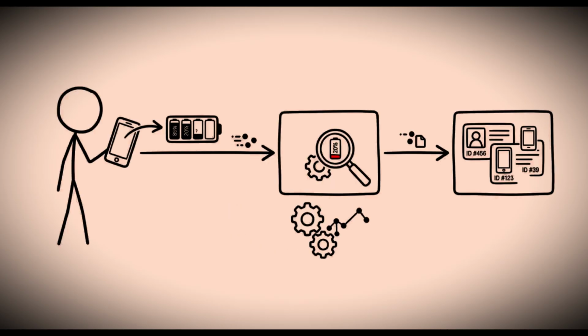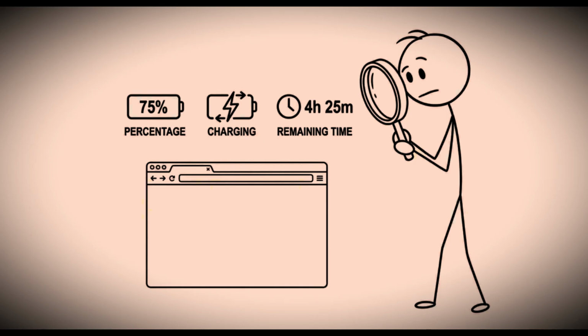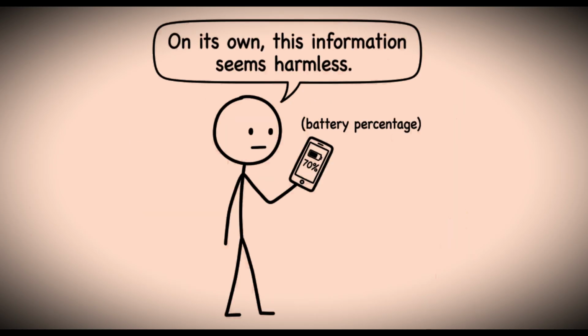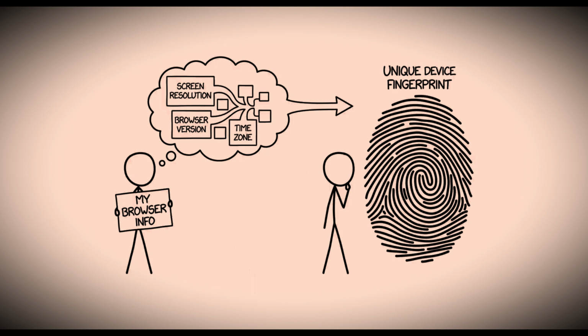Battery status tracking. Battery status tracking uses information about your device's battery level to help identify your device. Modern browsers can expose data such as battery percentage, charging status, and estimated battery life through certain APIs. On its own, this information seems harmless, but when combined with other signals like screen resolution, browser version, and time zone, it can become part of a unique fingerprint for your device.